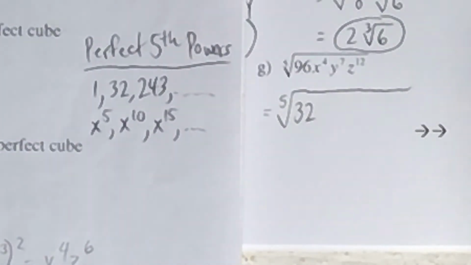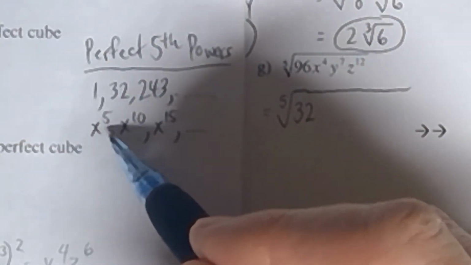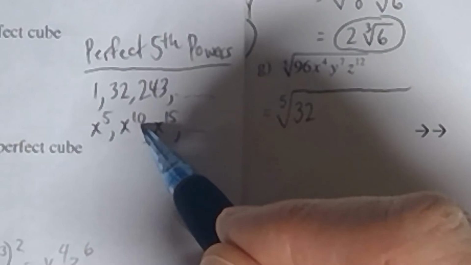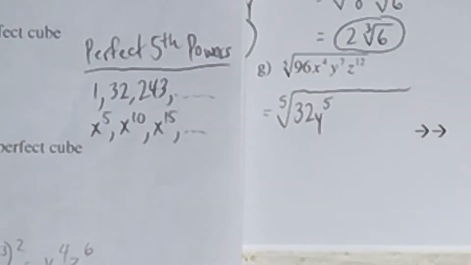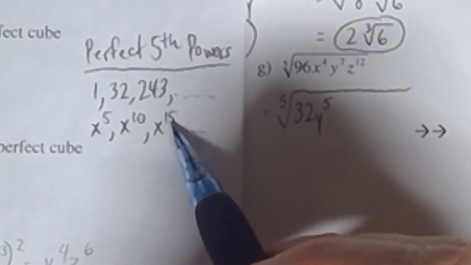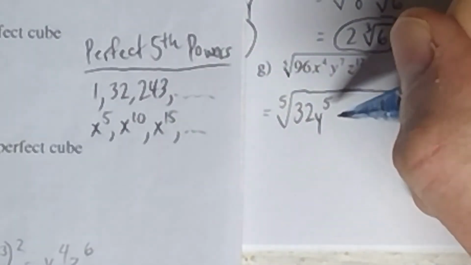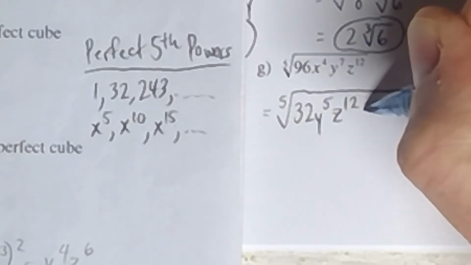How about y to the 7th? Well, y to the 5th you could factor out, and that is the biggest thing, because 10 is bigger than 7. So we got y to the 5th. And then how about z to the 12th? Well, z to the 15th would be too big, but z to the 10th is not. So z to the 10th must be the biggest one that's not too big.